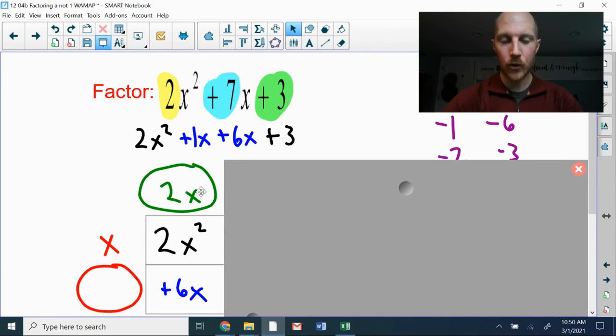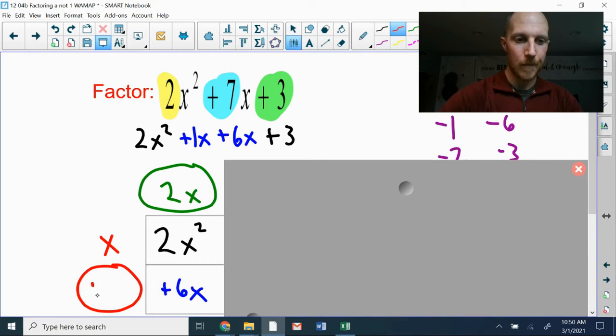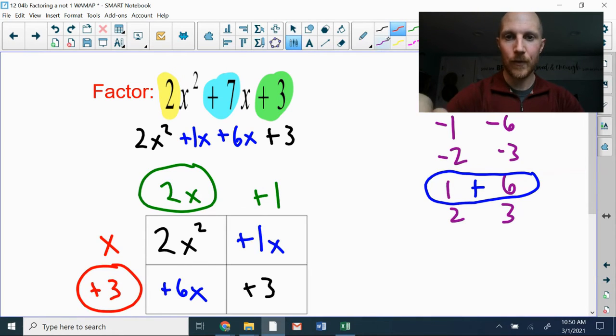All right, so the green 2x multiplied by what mystery number in that red circle would give me an answer of the blue positive 6x? 2x times what equals 6x? So this is going to have to be positive 3. So my final answers, the factors, those two green ones go together.